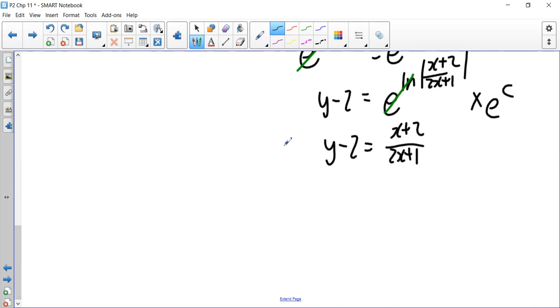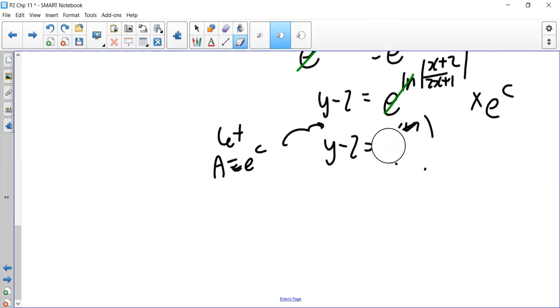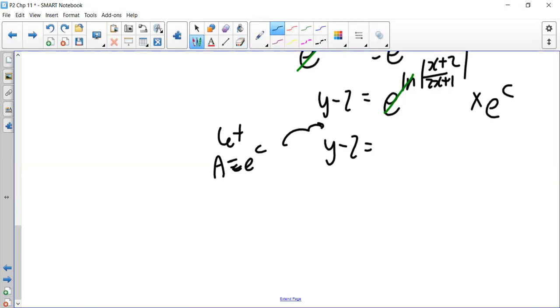Oh, I forgot a step, haven't I? I should let a equal e to the power of c, so it becomes a times x plus 2. Sorry, let me write it properly again. So y minus 2 equals a times (x plus 2) over (2x plus 1).